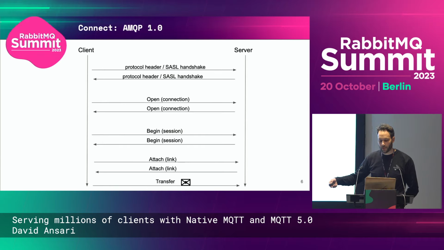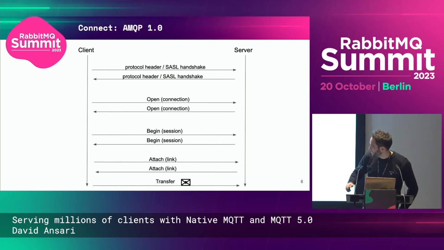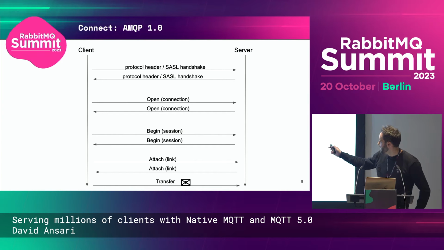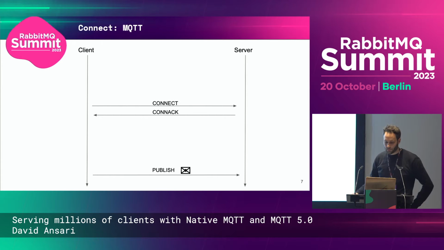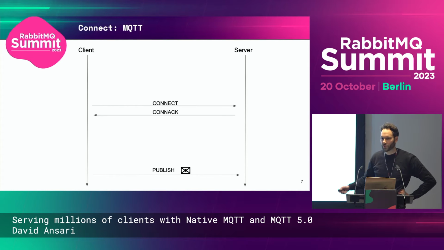You can also do pipelining. For example, the client could send the begin session frame before it receives the connection open frame, so you can do some form of pipelining. But just to compare it against MQTT, in MQTT you connect, get back a packet, and then you send your first publish packet. And even here you can do pipelining, so you can send your publish packet before you get your connection acknowledgement. So it's just to give an idea of how the MQTT protocol is designed: lightweight and fast connection establishment.